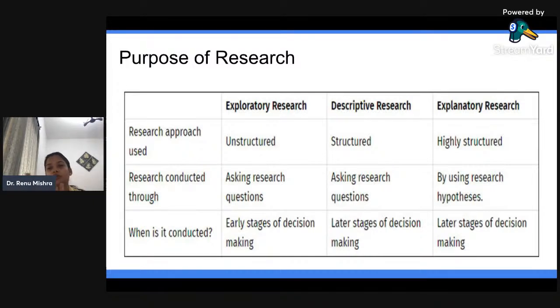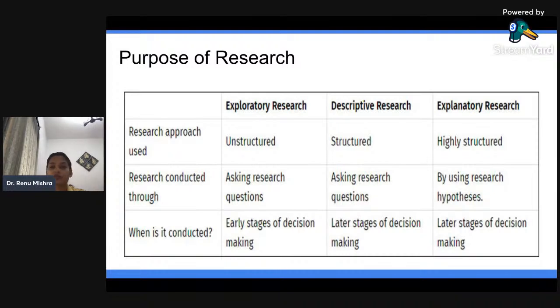Similarly for descriptive. And when you are talking about explanatory, you are trying to find out some cause behind the variable association. Like usually in hypotheses, we are trying to understand whether there is a positive impact or any influence between two variables or not. Exploratory research is conducted in the early stage of decision making, when we want to understand the reasoning behind decisions and need a lot of information with us. That is why we conduct it in the early stages of decision making.